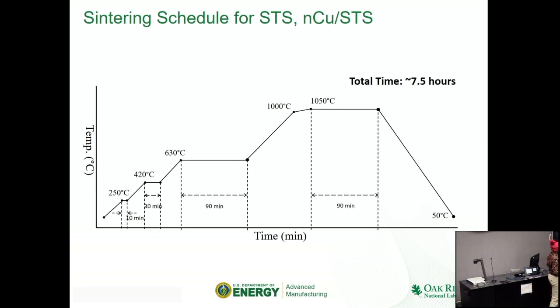We used this sintering schedule, which is basically our heating schedule: this temperature for that amount of time. This takes about 7.5 hours to sinter. Not to build. Additive manufacturing is still pretty fast, but this is post-processing.